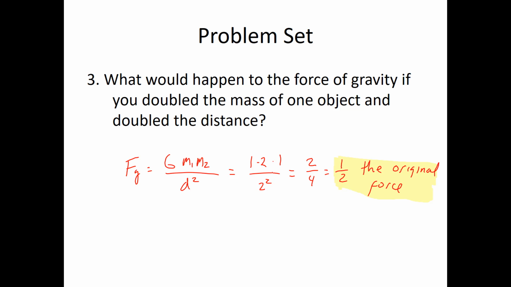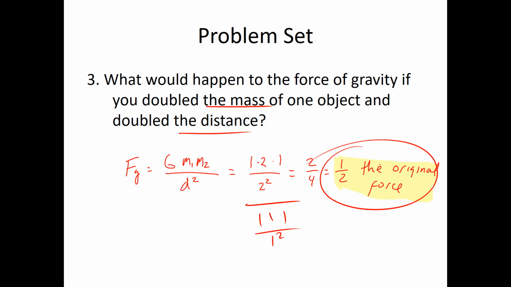And then the third problem, 1, 2, 1, once again, you should always try not to be lazy, even though it's very easy to when so many of these equations end up being 1 anyways on the bottom. But 1, 2, 1 over 2 squared. So I'm doubling one mass and I'm doubling the distance. So I have a 2 there and I have a 2 there. And 1, 2, 1 over 2 squared ends up being 2 over 4, or 1/2 the original force. And so if you knew the original force, you just multiply it by 0.5 or 1/2.